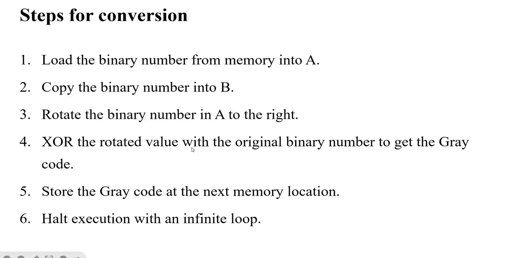So we'll revise the steps for conversion. What we are doing, we are loading the binary number from the memory into the accumulator. Then we are copying the same number into the register B. After that we'll perform the rotate right operation, that is rotate the binary number in the accumulator to the right. Then we will perform an XOR operation on the rotated binary number with the original binary number in order to get the gray code. After that we have to store the gray code at the next memory location, and we have to halt the execution with an infinite loop.